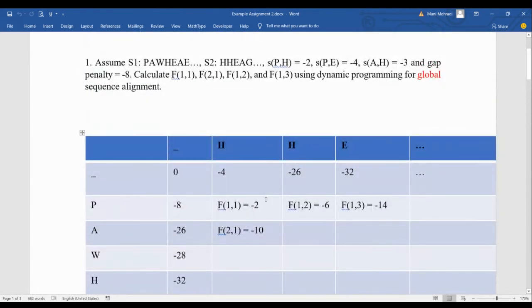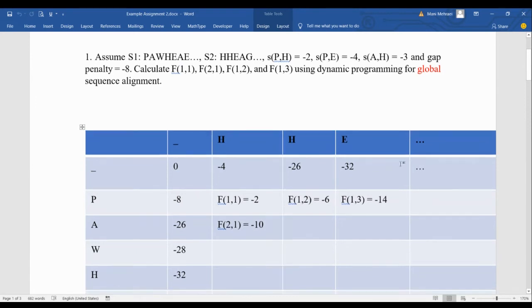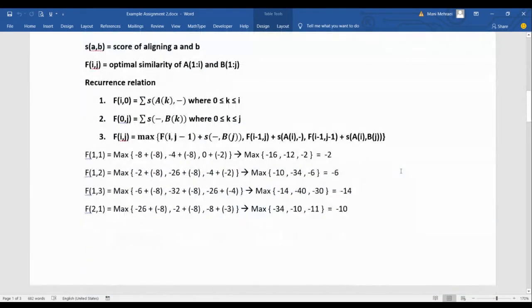So the next cell that you can solve is either this one or this one, because you have the information about the neighbors, right? The neighbor above, on the diagonal, and on the left side. If you have these values, then you can calculate the rest of them and complete your table. So it's pretty easy to calculate them.